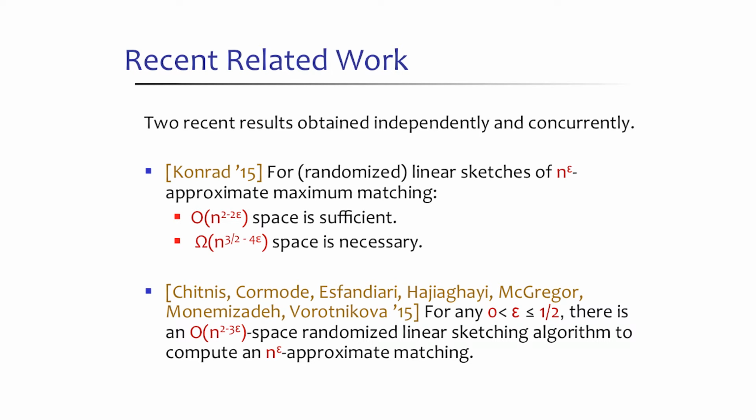And then there is the work of Chitnis et al. Actually, several of the co-authors are here. Andrew and Graham are here, and Vorotnitsvoa is also here. And this result is exactly the same as our upper bound result. Namely, for epsilon less than half, you can get an n to the epsilon approximation in n to the 2 minus 3 epsilon space. Okay? And the ideas are also, in fact, similar.